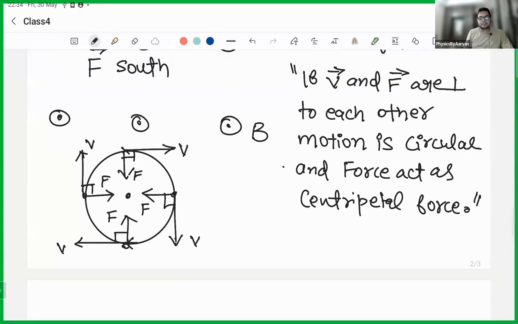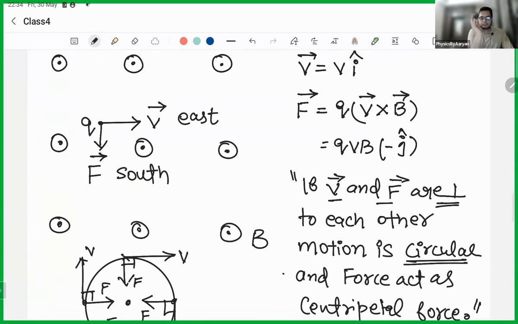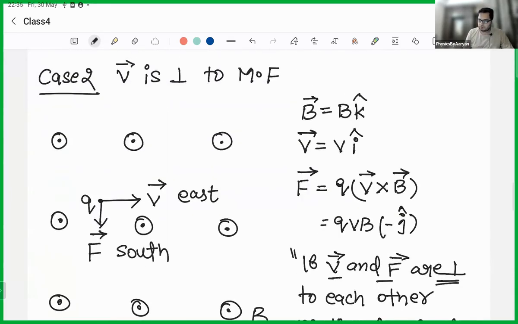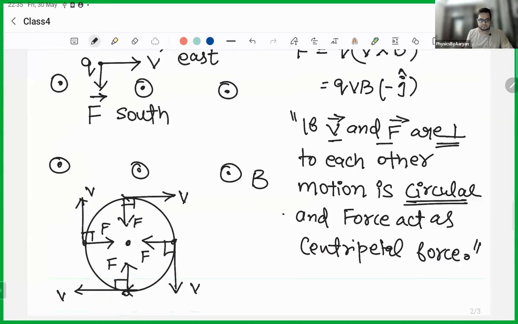So what we learned in this case is, in physics, whenever the velocity and force are perpendicular, the motion is going to be circular. And in this case, exactly that is what is going to happen, because velocity is perpendicular to the magnetic field, and you will find out that velocity is also perpendicular to force. So if velocity is perpendicular to the force, then the motion is going to be circular.